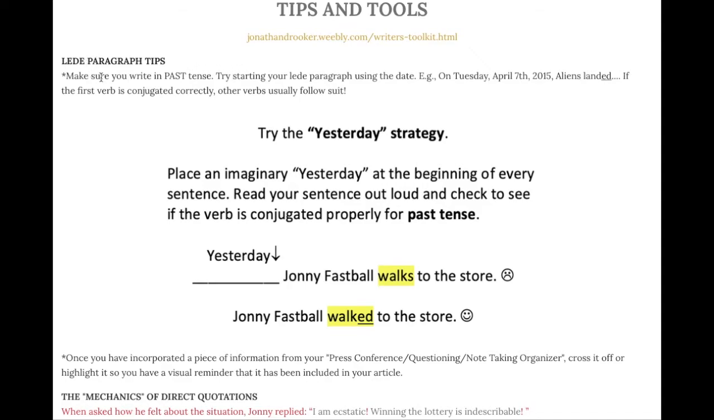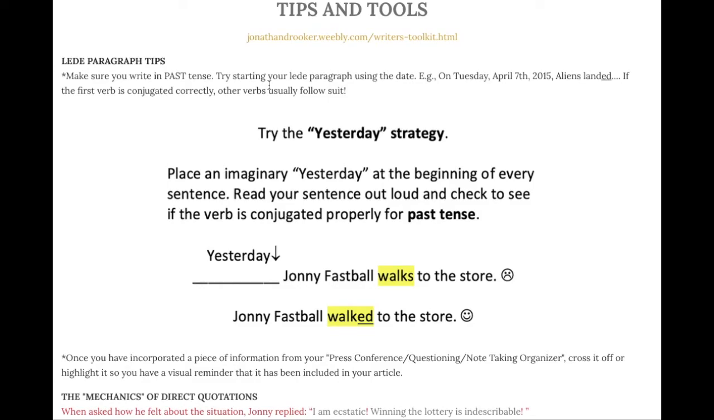A lead paragraph should be written in past tense. And for many young students, it's difficult having them develop their reporter voice. As a result, I asked them to visualize being thrust in front of a camera and placed on live television, reporting on what has just happened before their very own eyes.